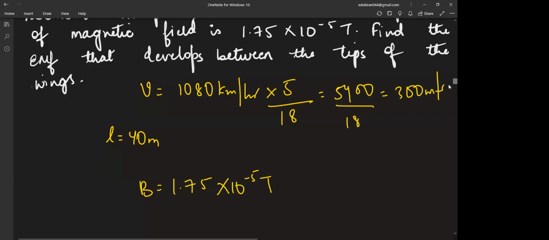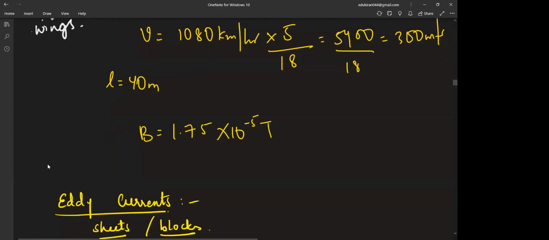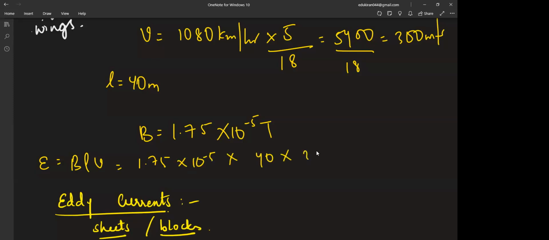So here we have BLV. This is equal to 1.75 into 10 to the power minus 5, 40 into 300. Okay. Now see, has anyone solved this? Shahid, you did the same steps? I do not remember the answer. Same steps, no? Please, someone else also just cross-check once so that we are not writing the incorrect answer.